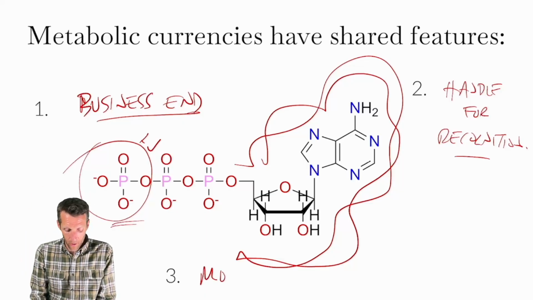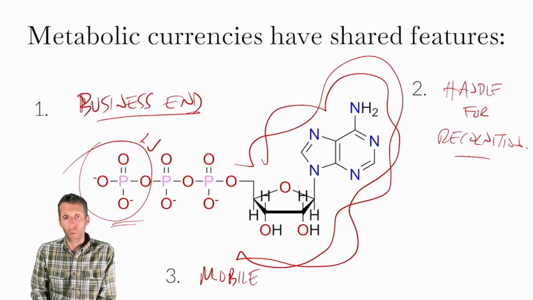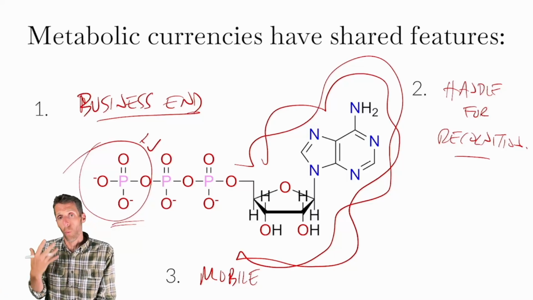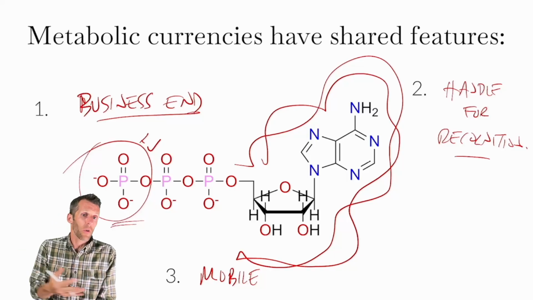And the last thing about all of these currencies is that they are mobile. They can move around. They're not fixed in one location. This is a very water-soluble molecule that'll just float around. It can go anywhere in the cell, delivering bits of energy. Every currency we'll see across metabolism is going to have these features: a business end, a handle, and mobility.